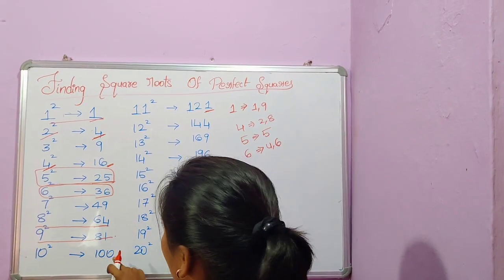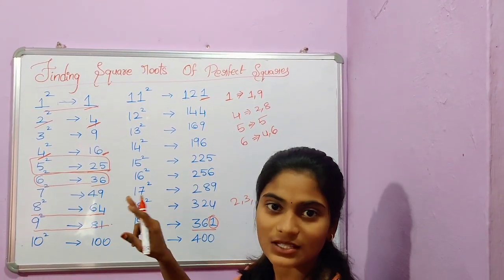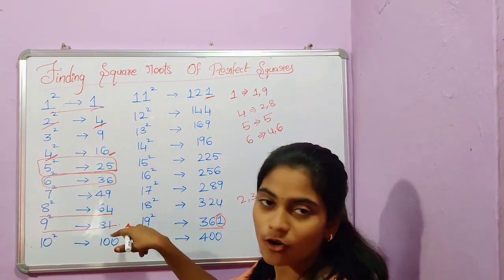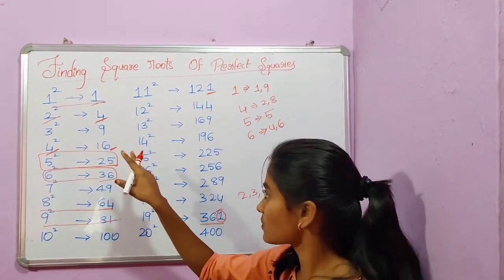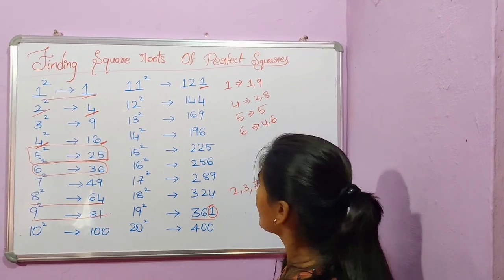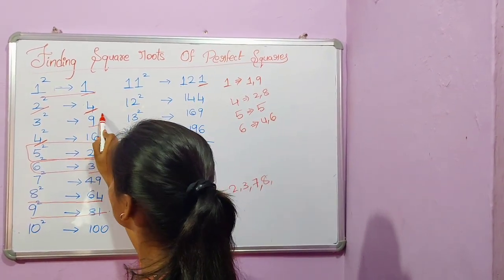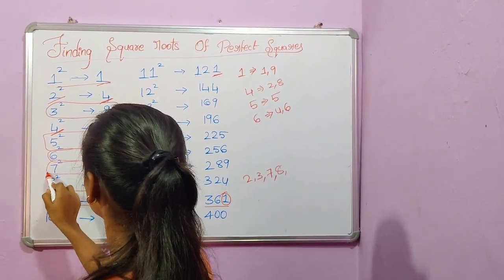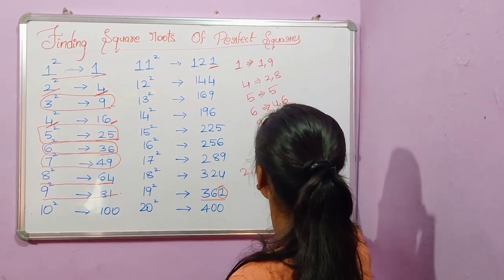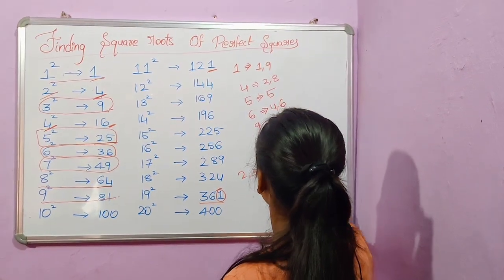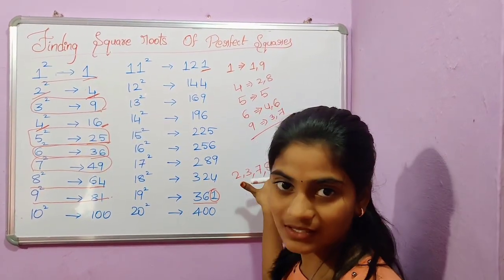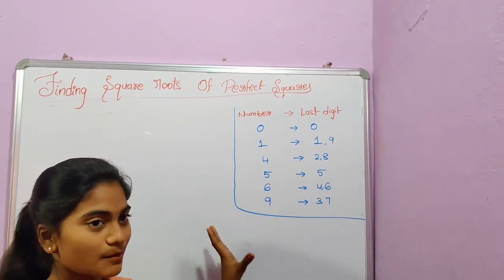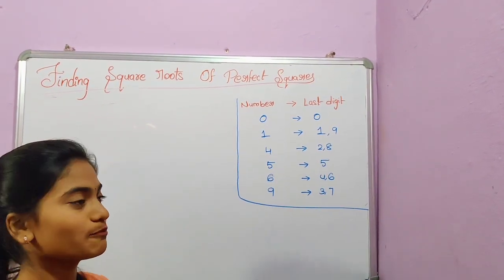And we are not getting 7 as the last digit in the squares of any numbers. And in the same way we are not getting 8 as the last digit in the squares of any numbers. If you observe carefully, we are getting 9 as the last digit at 3, and in the same way 7. Keep these things in your mind, okay? This table is very important to find square roots of perfect squares.